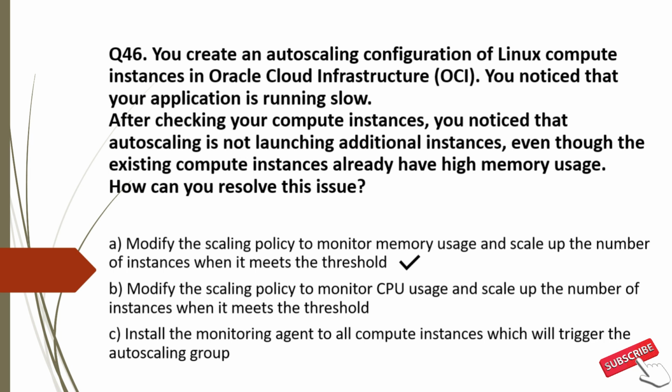Option B. Modify the scaling policy to monitor CPU usage and scale up the number of instances when it meets the threshold. CPU usage is not high. So even if you modify scaling policy based on CPU usage, this won't work. So option B is incorrect. Option C. Install the monitoring agent to all compute instances which will trigger the autoscaling group. This is not needed, hence incorrect. So the correct option for question 46 is option A.